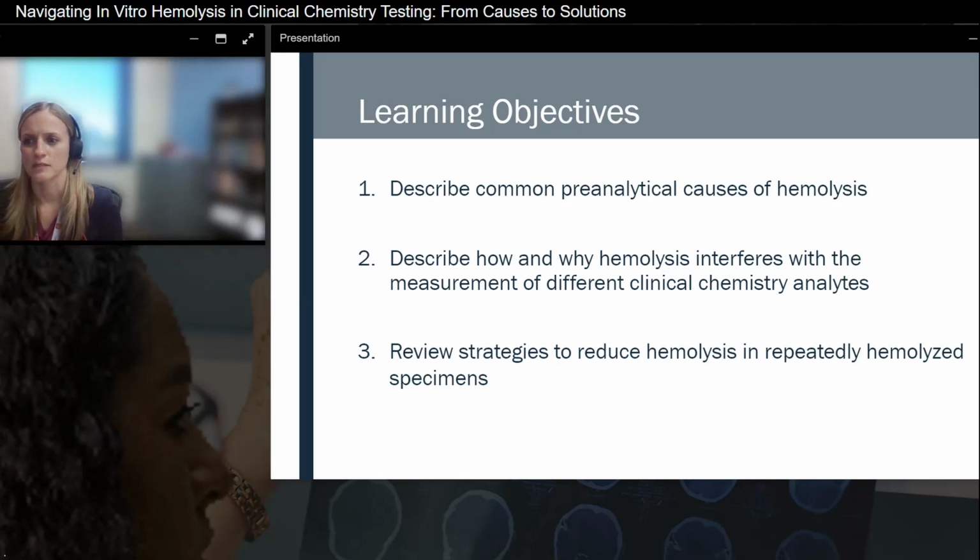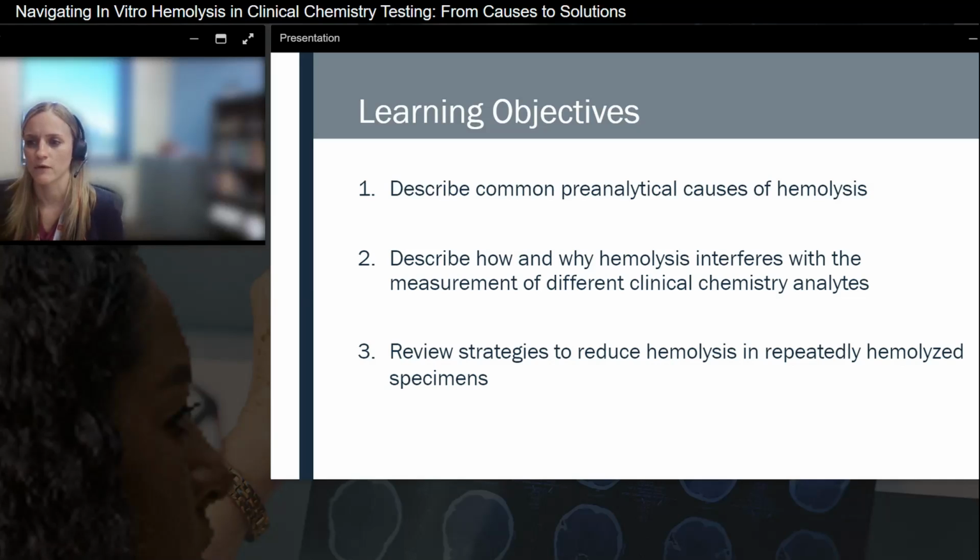Today's presentation is primarily intended to be an introductory talk on hemolysis in the clinical laboratory. During the presentation, attendees will be able to describe common pre-analytical causes of hemolysis. They will also be able to describe how and why hemolysis interferes with the measurement of some different clinical chemistry analytes. And finally, we will review strategies to reduce hemolysis in repeatedly hemolyzed specimens.